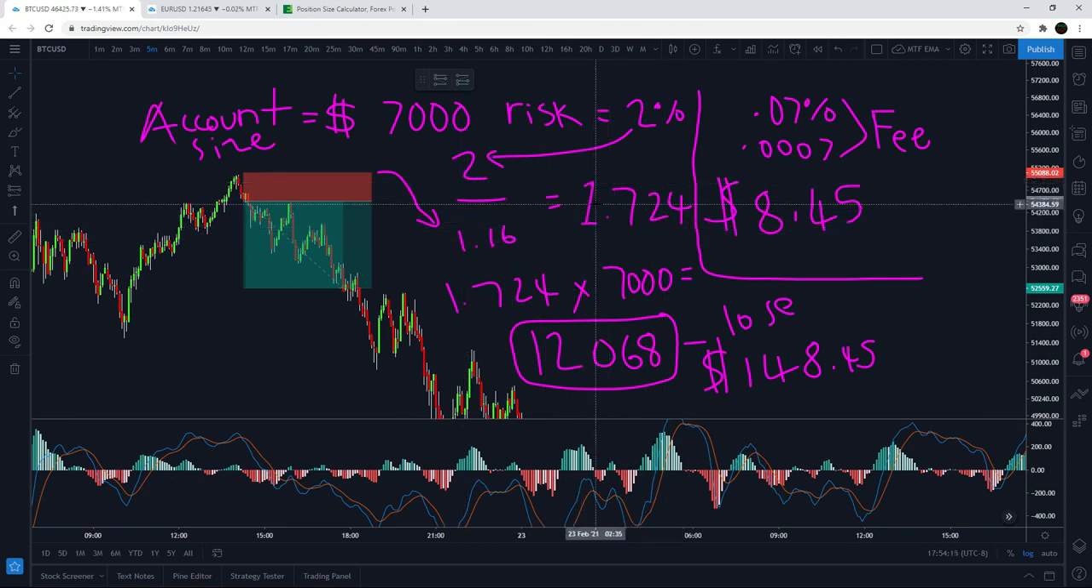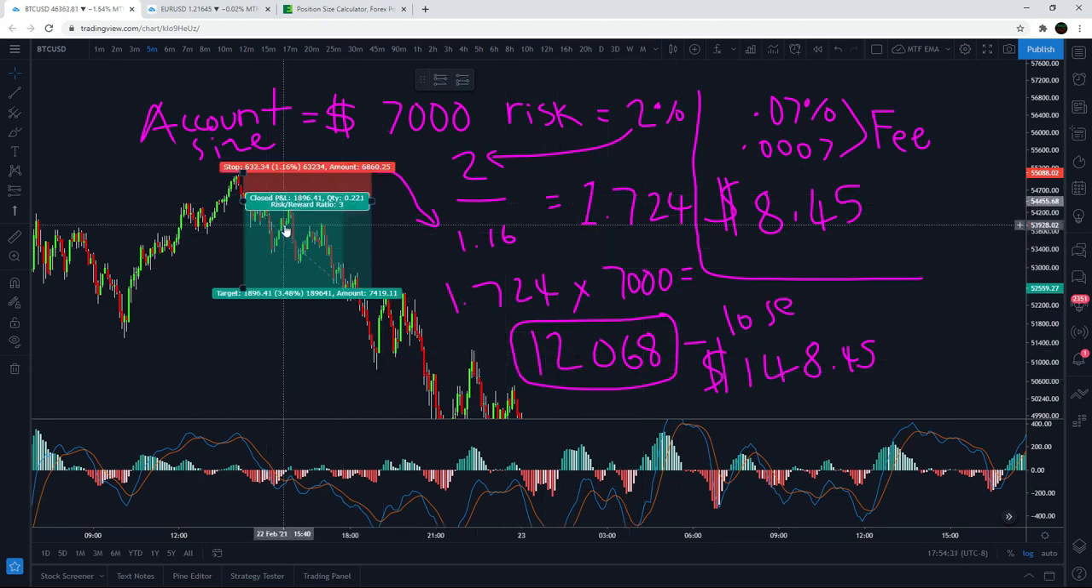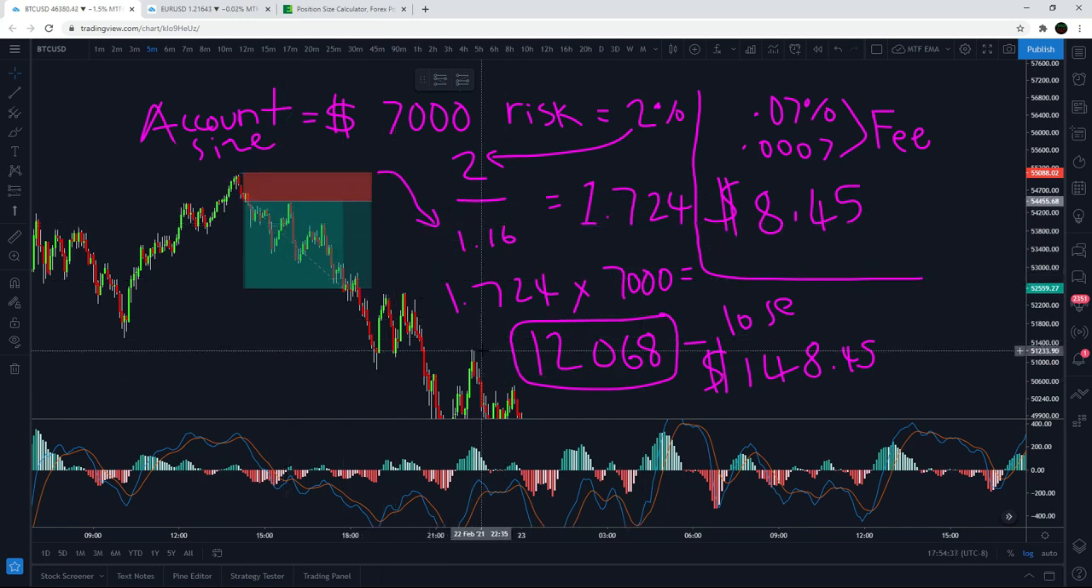We take this figure, multiply it by our account size. So this is going to give us our position size. So 1.724 times 7,000 is 12,068. That's our position size if we want to risk 2% of our account on this trade, not including a fee. Okay? So once again, if you want to calculate how much the fee is going to be, you need to do a little bit of simple math.